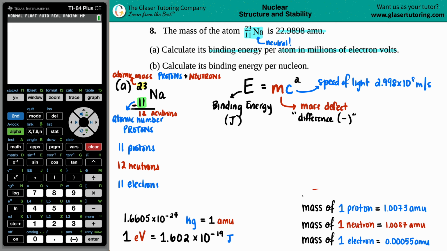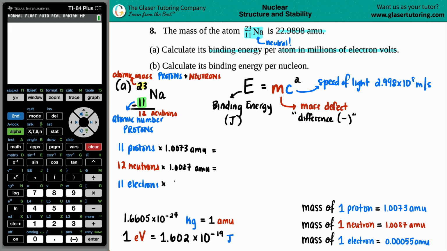Now, I put over here the respective masses of each proton, neutron, and electron. So now we just have to multiply each one of these by their masses. One proton weighs 1.0073 AMU, so I just have to times it by 11. For the neutrons, each neutron weighs 1.0087 AMU.